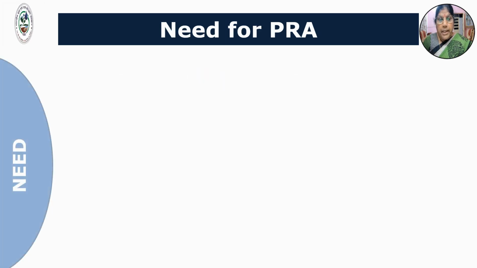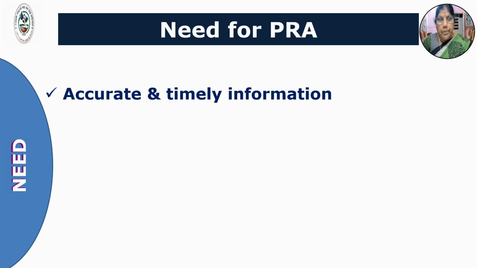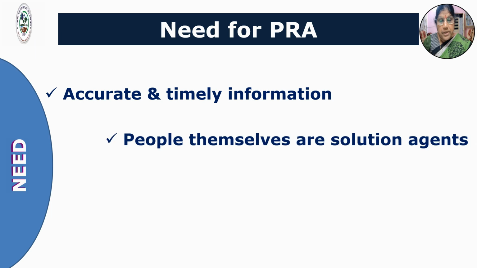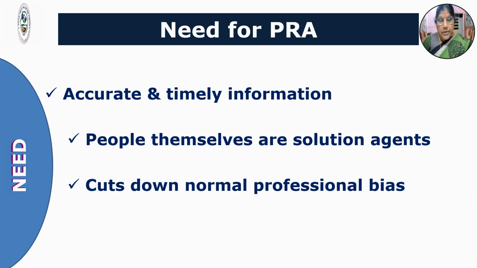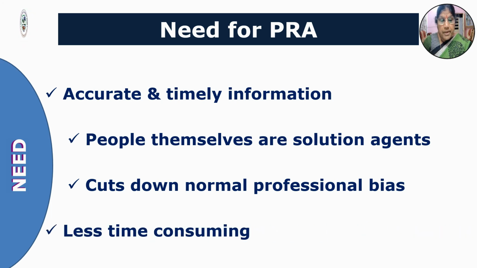When many conventional tools are there to collect the information needed for watershed planning, why we need to opt for PRA? This PRA is based on extensive cross-checking mechanism or triangulation principle, because of which we will be able to get accurate and timely information required for watershed planning. Here people themselves are the solution agents, as we are asking them to quote the major problems and the possible solutions for the problems. It cuts down the normal professional biases which is generally observed in conventional extension tools. It is less time consuming because we can choose the appropriate PRA tool depending on the requirement for watershed planning.